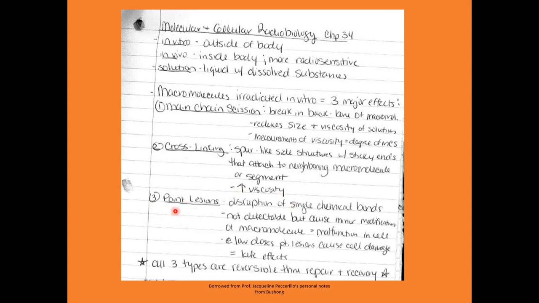And then you've got your point lesions. Now, this is a disruption of a single chemical bond. It is not detectable, but can cause minor modifications of the macromolecule. So it's causing a malfunction in the cell. At low doses, point lesions can cause cell damage that can eventually lead to late effects, meaning your cancers and things like that.